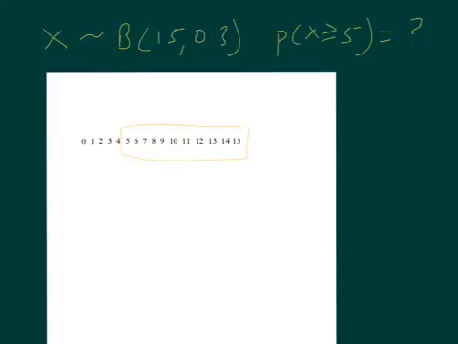So important, I'm going to say it again. We're after the probability that x is greater than or equal to 5, so that's all these numbers here. So the numbers are either greater than or equal to 5, or they're less than or equal to 4. So from that we can say that the probability that x is greater than or equal to 5 is 1 minus the probability that x is less than or equal to 4.